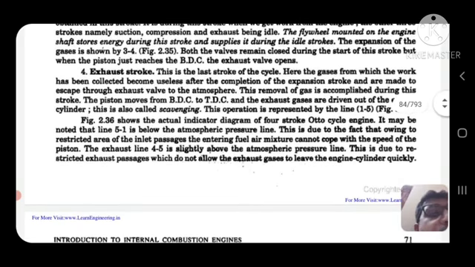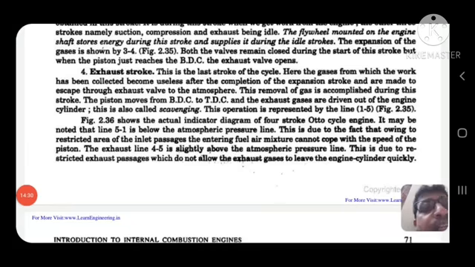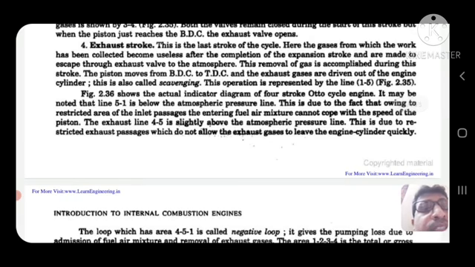This is the last stroke of the cycle. Here, the gases from which the work has been collected become useless after completion of the expansion stroke. They are made to escape through the exhaust valve to the atmosphere. This removal of gas is accomplished during this stroke. The piston moves from BDC to TDC and the exhaust gases are driven out of the engine cylinder. This is also called scavenging.